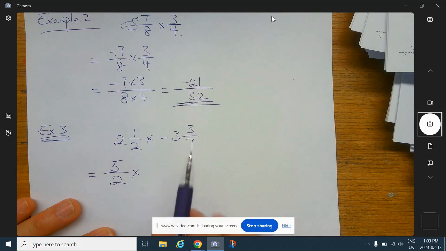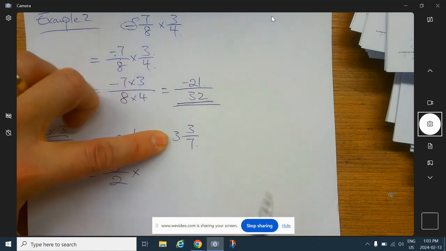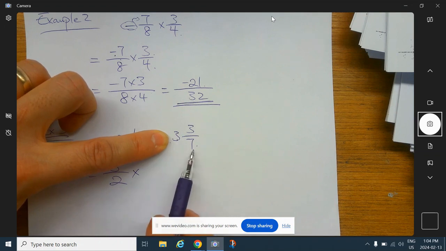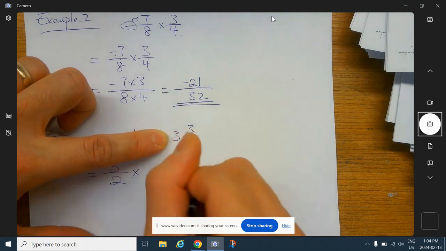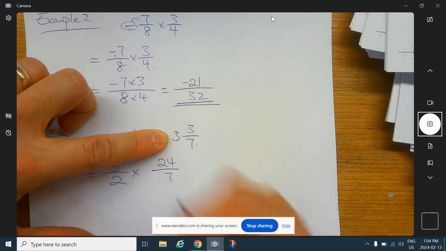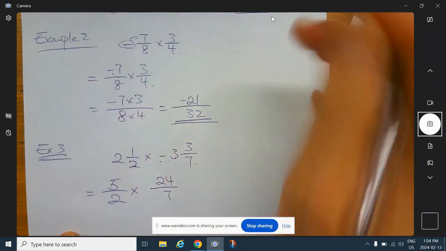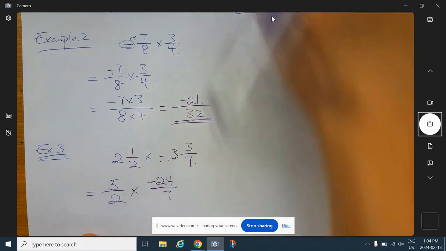Now, in this case, I have a minus mixed number. As I said yesterday, you cover this minus sign and you just turn this into an improper fraction first. So 3 times 7 gives you 21, and 21 plus 3 gives me 24. So I have 24 over 7. And now I uncover the minus sign and put it here.